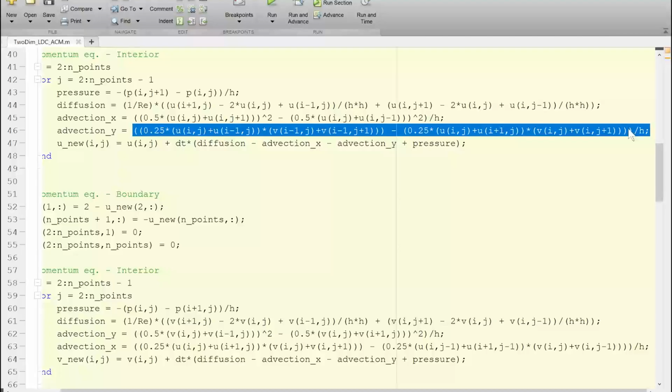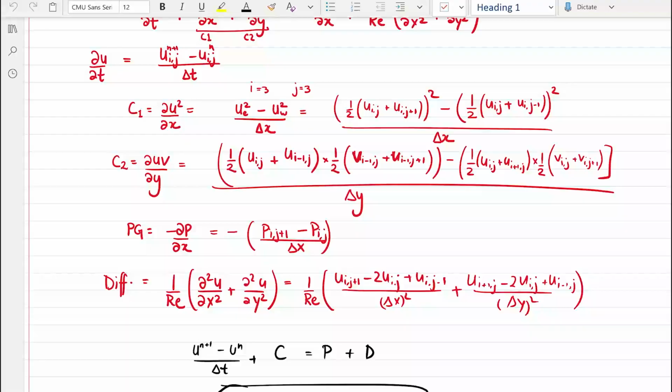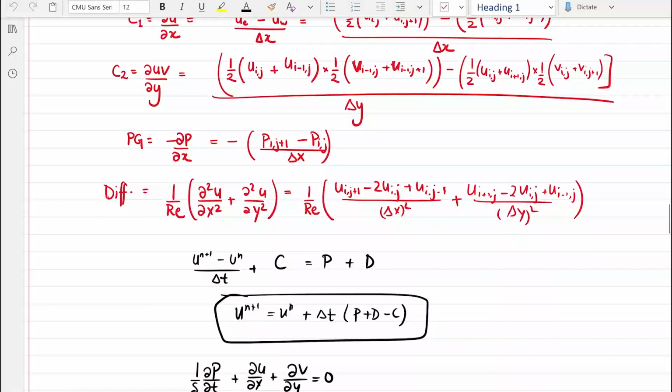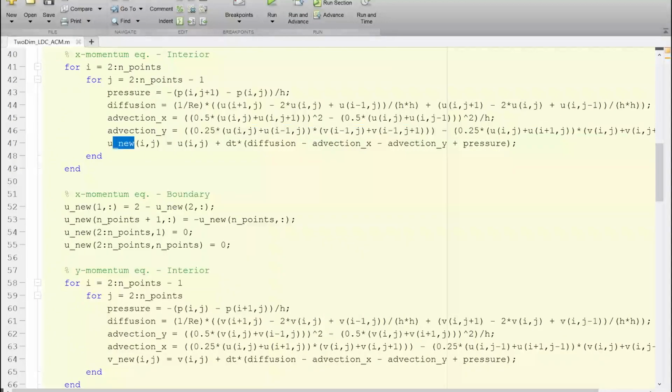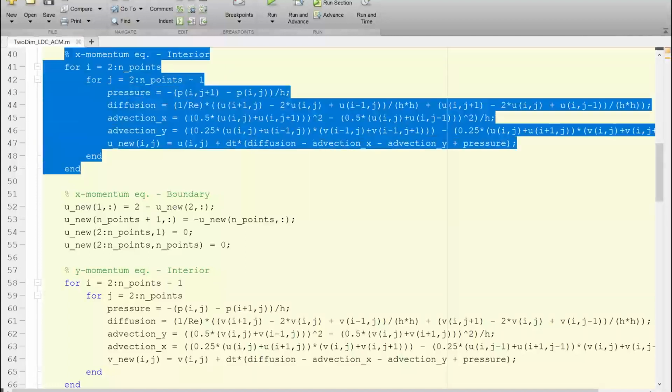Once we have the pressure gradient, the diffusion and the convection term, then we can use the final form, which is u at n plus 1 equals u at n plus delta T times pressure plus diffusion minus convection. So we have u at n plus 1, or the u new, equal to u at n, which is u i comma j, plus delta T times diffusion plus pressure minus the two advection or convection terms. So that is about the interior of the domain.